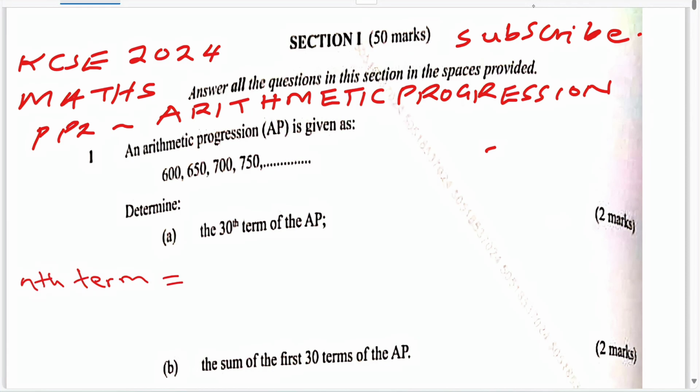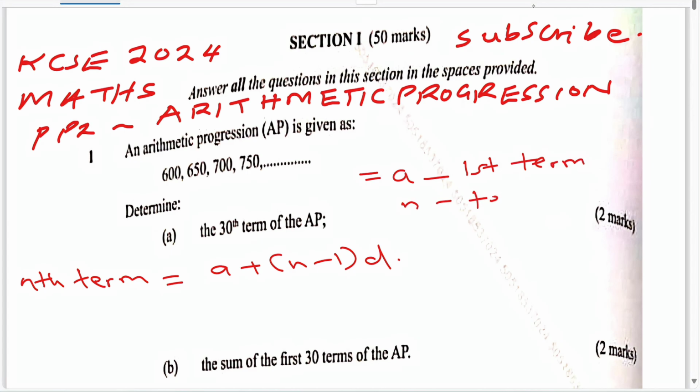So, now nth term is given by this formula, which is A plus N minus 1 times D. So, A ni nini? A is your first term, remember? N ni term yako. And your D is your common difference. Sawa paka hapa. Okay. So your first term hapa ukiona ni 600.